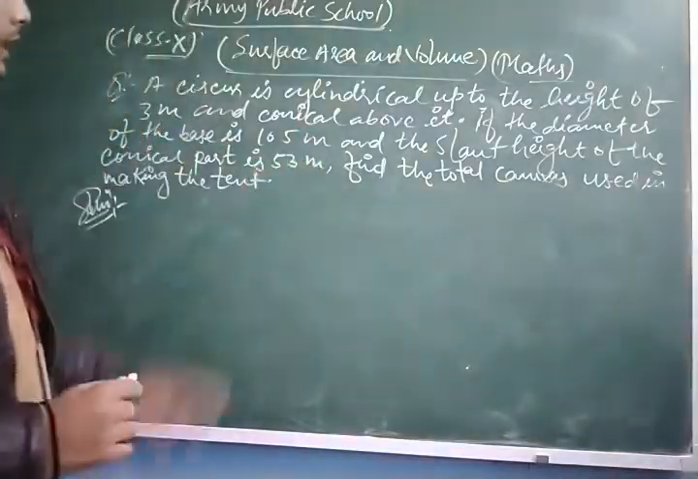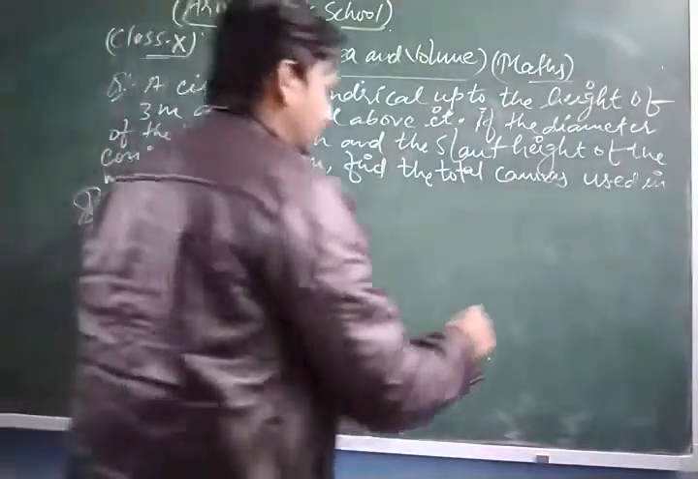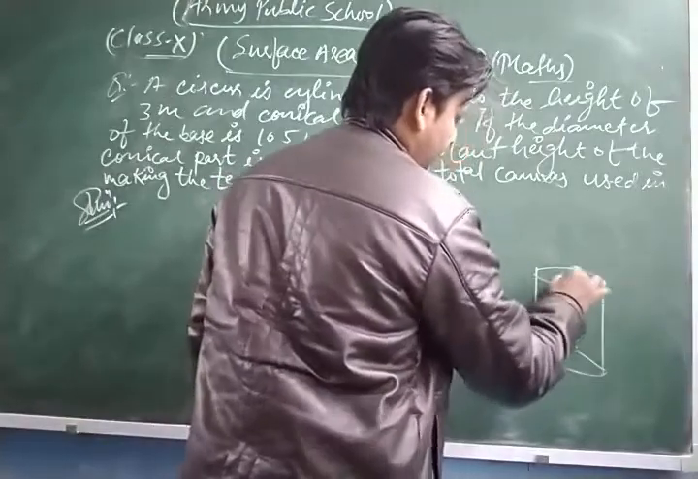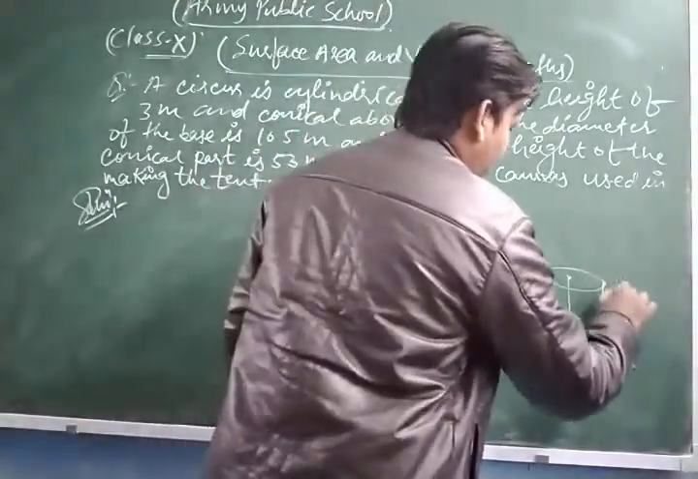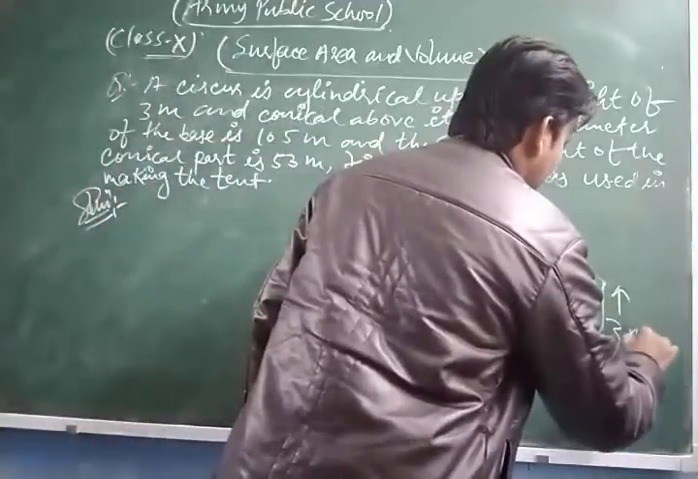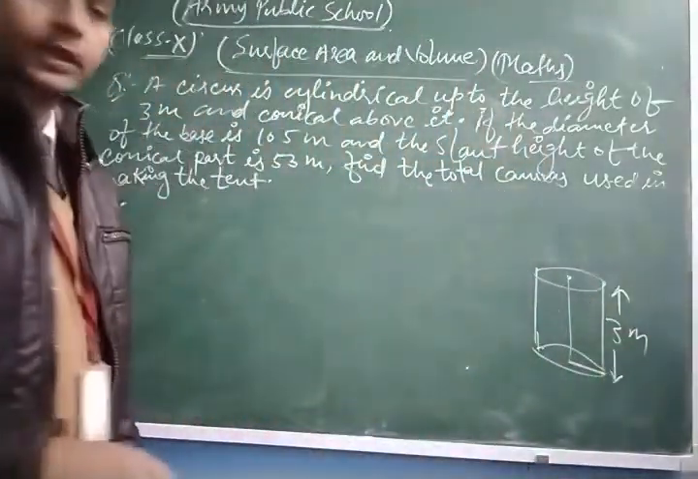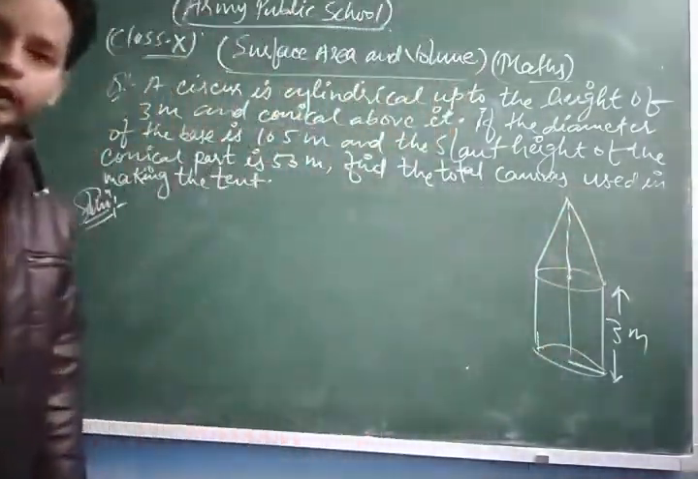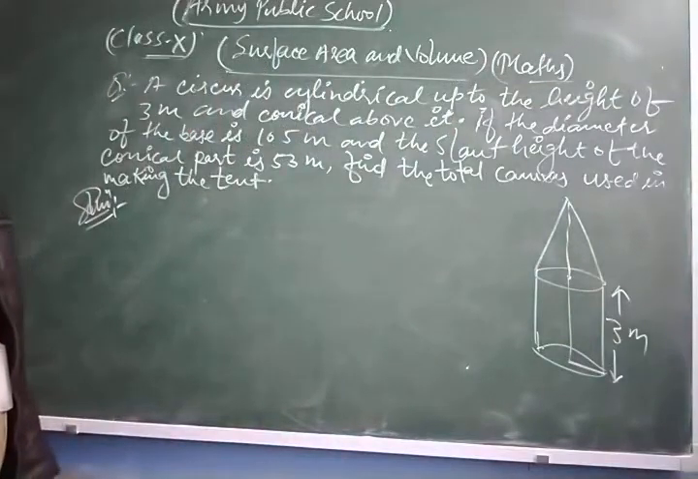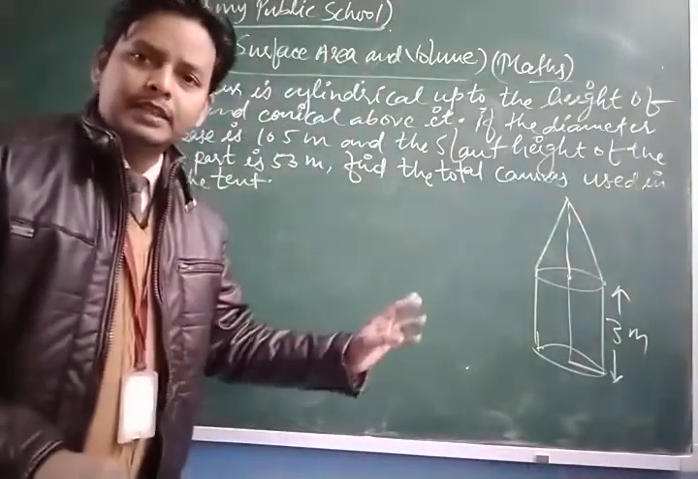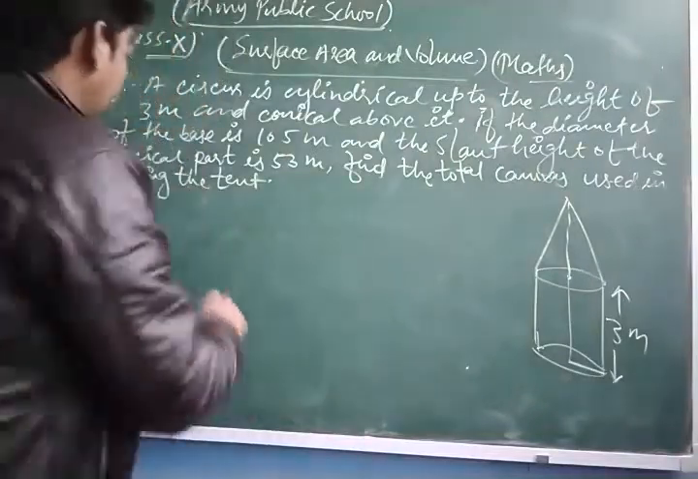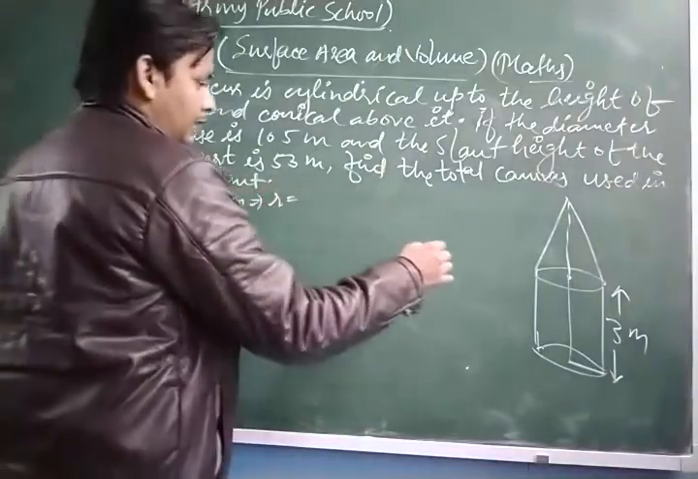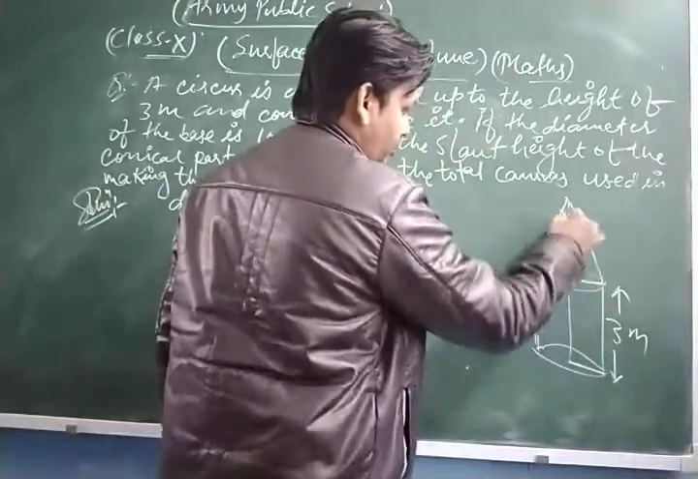This is a very important question. The tent is in the form of a cylinder up to a height of 3 meter, and conical above it. This is 3 meter, and this is the cone above it. The diameter of the base is 105 meter, and the radius is half of the diameter. So the diameter is given as 105 meter. The radius of the base of the cylinder as well as the cone will always be the same.